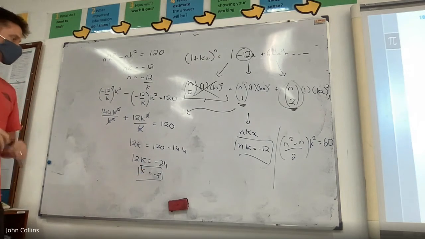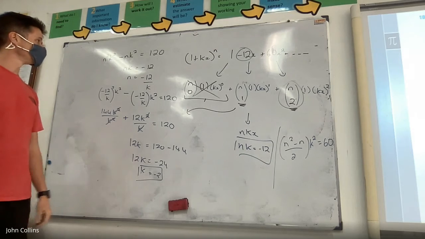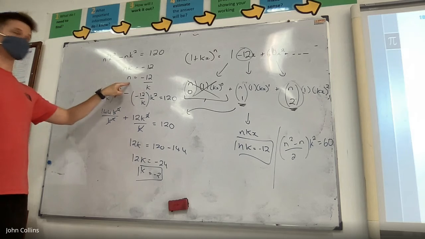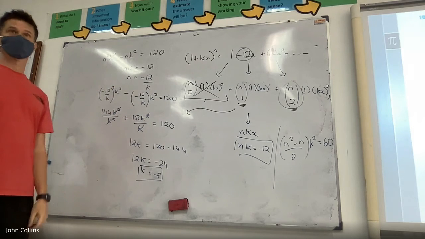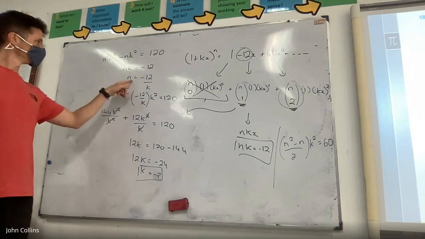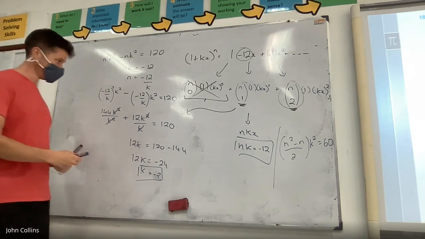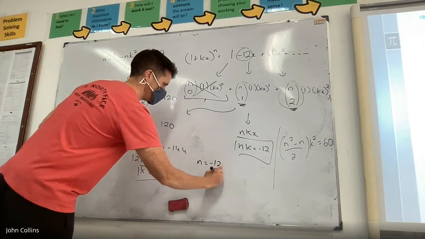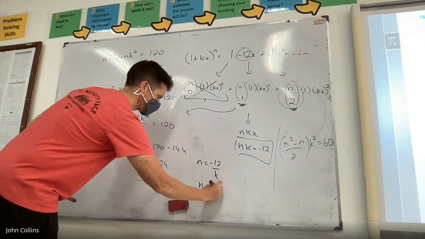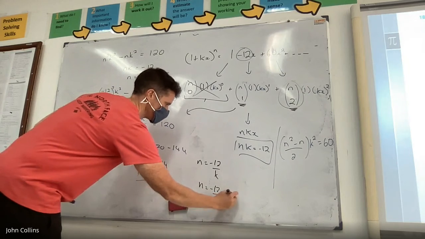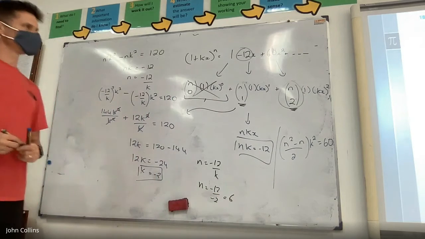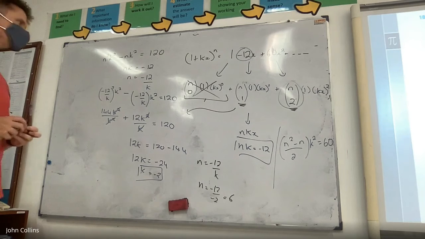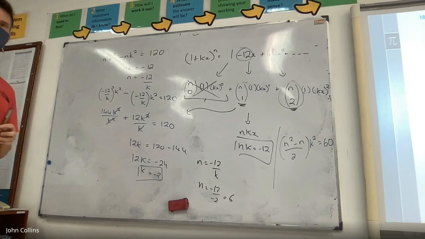Finding n now should be pretty easy. If k is negative 2, I know that this k is negative 2, so n is 6. You can sub it back in if you want. N is equal to minus 12 over k, and then it's equal to minus 12 divided by minus 2, which is 6. And we found n. What was the question? Find k and n. I don't know if that's right, but if anyone checked the back, hopefully it is.